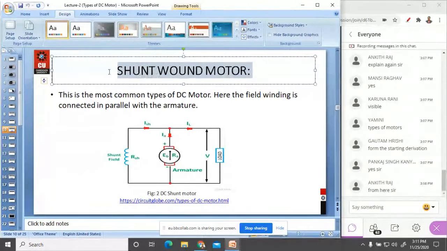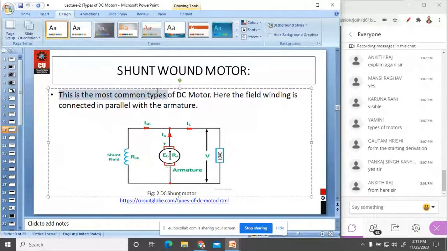In the shunt wound motor, what is the meaning of shunt? Shunt means parallel. This is the most common type of DC motor. Here the field winding is connected in parallel with the armature. So this is the field winding, which is connected parallel to the armature winding, and that's why the name shunt wound motor.